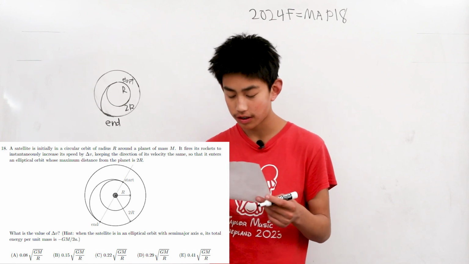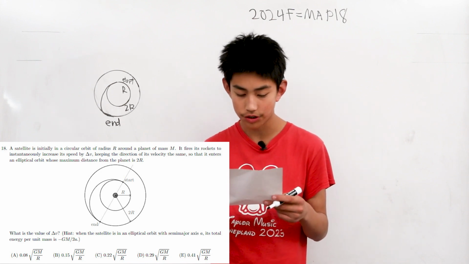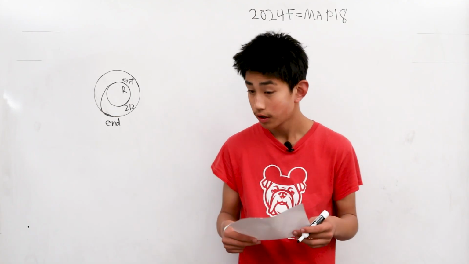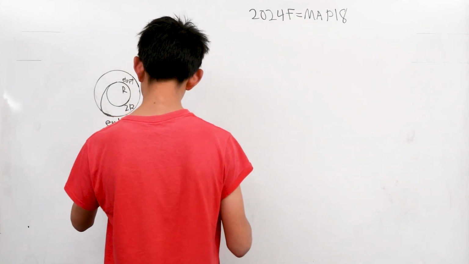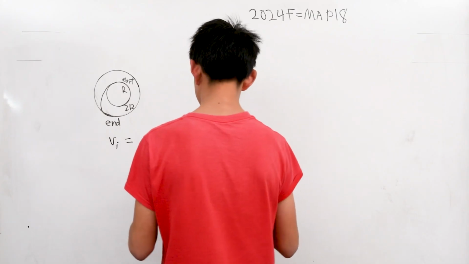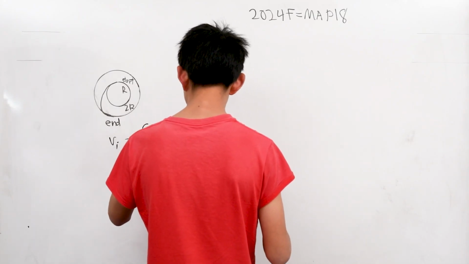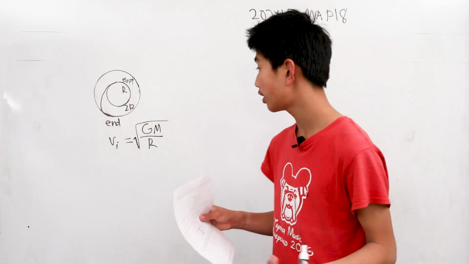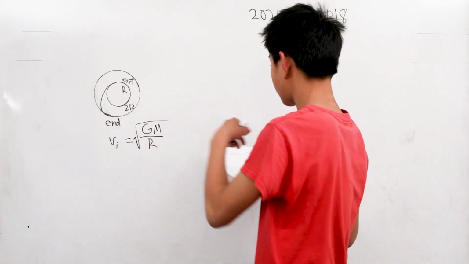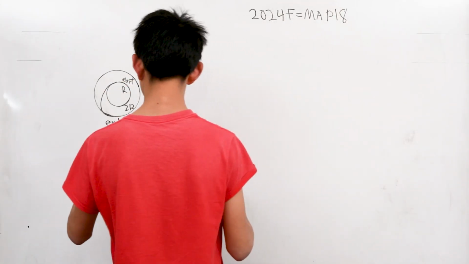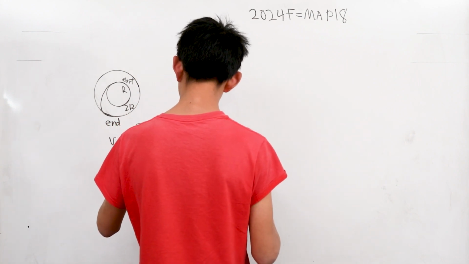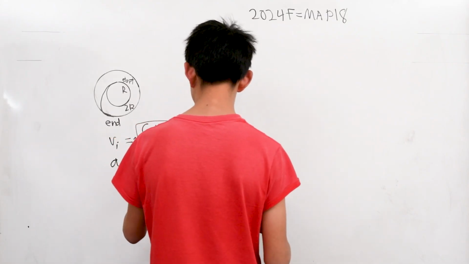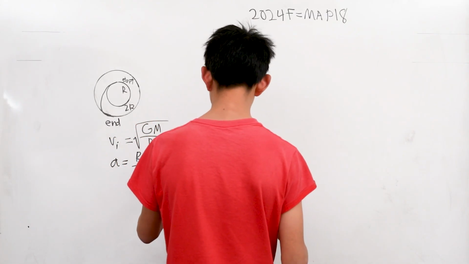Hint: when the satellite is in an elliptical orbit with semi-major axis a, its total energy per unit mass is negative GM over 2a. So we know that our initial velocity from our formula is the square root of GM over r. And what is a in this case? Since you're increasing the orbit to 2r, this is just r plus 2r, divided by 2, which is 3r over 2.